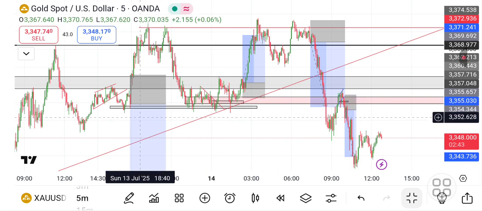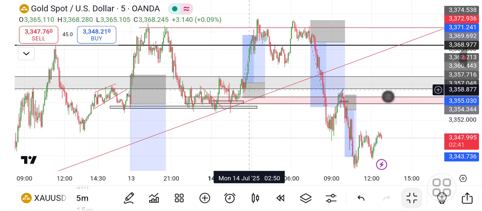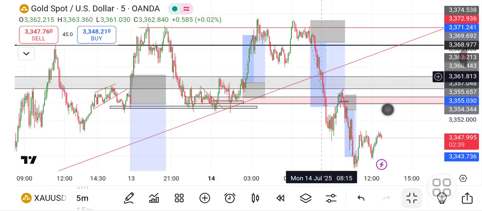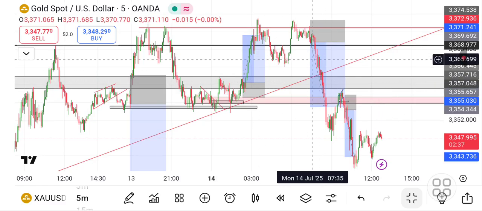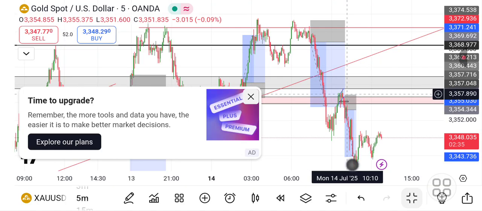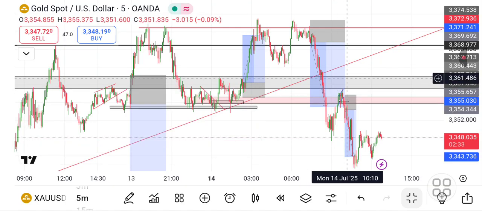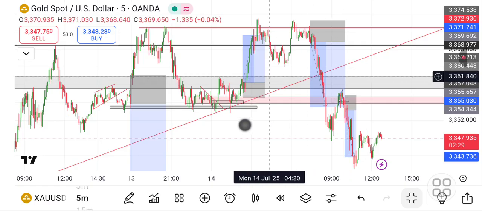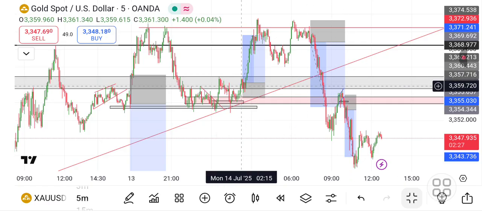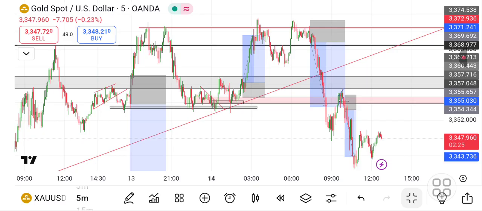First setup was invalid. Second setup, I took this one. I didn't see this one because I was already out of the market. Then this one. All this happened in the New York session. But for me, I took my first trade in the London session and I was out of the market, getting 1 to 3. It's a good day. So trading is simple. Just make it simple.